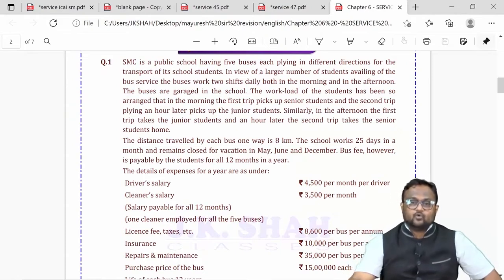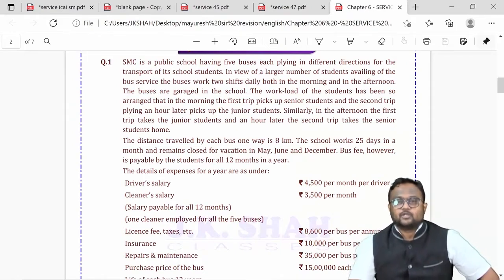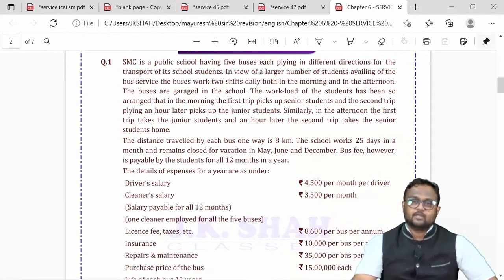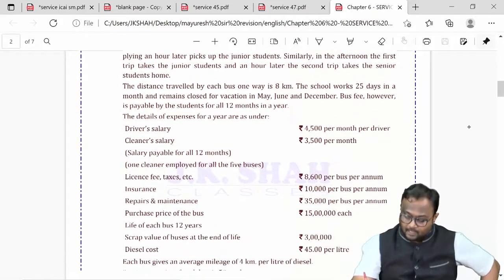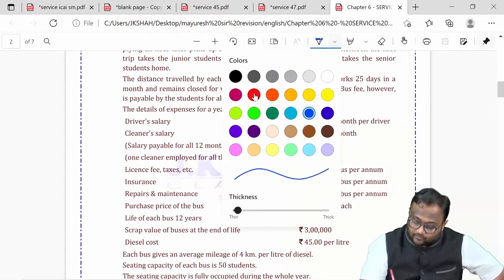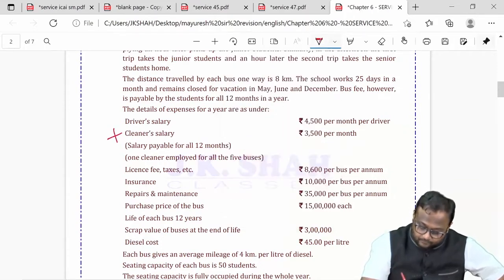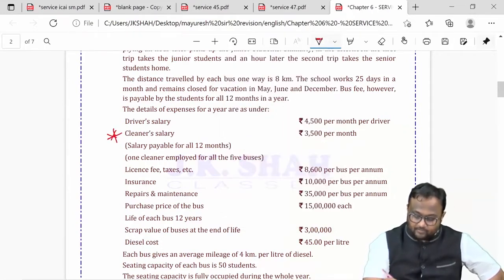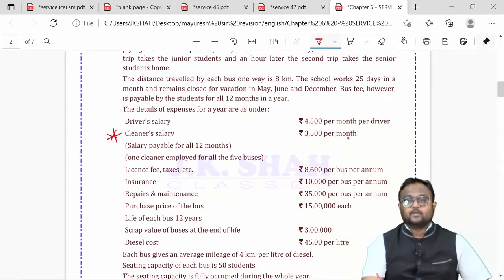This was a question of a school bus. If you recollect, we were supposed to calculate cost of one bus and cost of 5 buses. The important point was this: in case of cleaner's salary, we must remember that 3,500 per month is paid and he is managing all 5 buses. So the entire 3,500 per month is getting paid for all 5 buses.